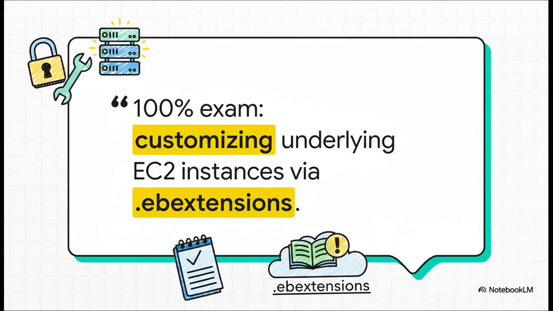Now, all this automation is fantastic, but what if you need to customize the servers underneath it all? This is where .ebextensions come in, and you're going to want to listen up, because if you are taking an AWS exam, I can almost guarantee you are going to see a question on this. You have to know this stuff.